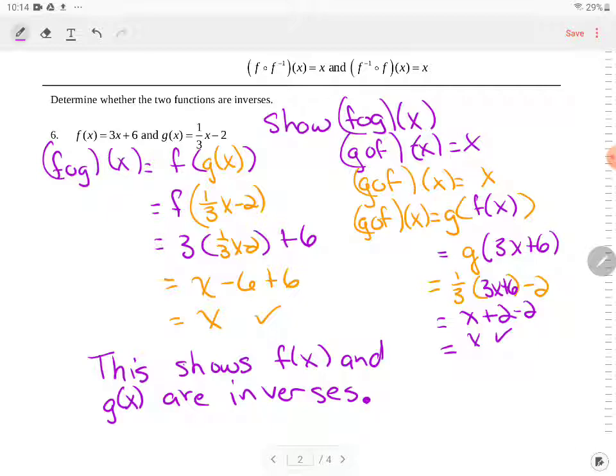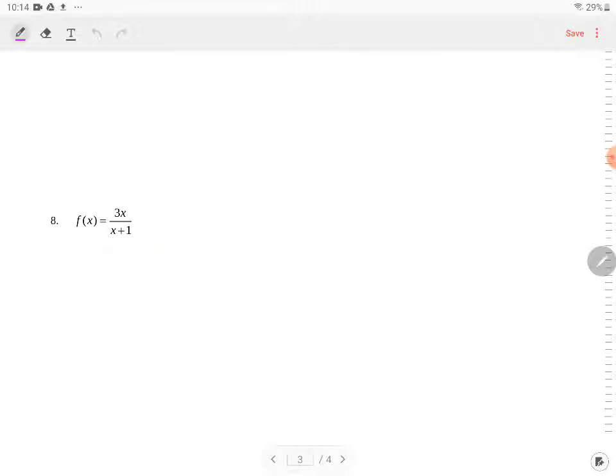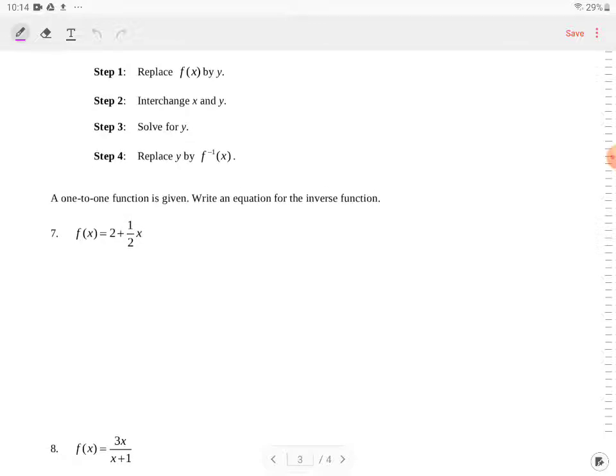Okay. Now, you will not always be given an inverse, so we're going to have to learn how to find the inverse. The procedure for finding an inverse, and we are assuming the function is one-to-one: replace f of x by y, interchange x and y, solve for y, and replace y by f inverse of x. Notice what our directions say: a one-to-one function is given. Write an equation for the inverse.